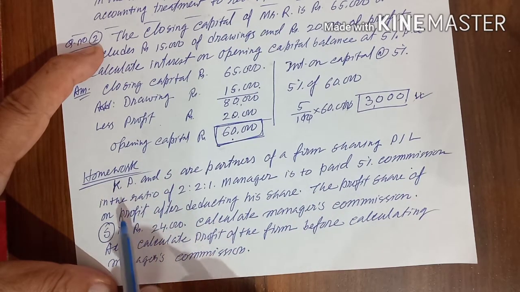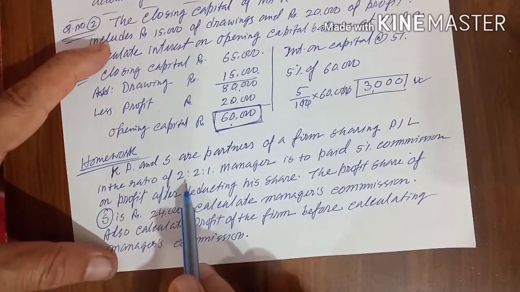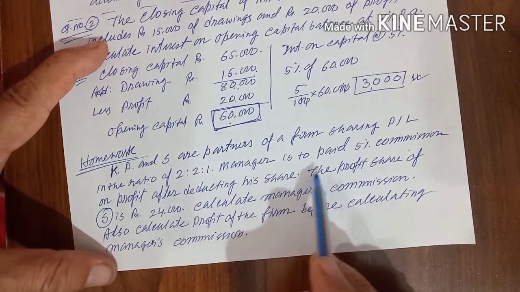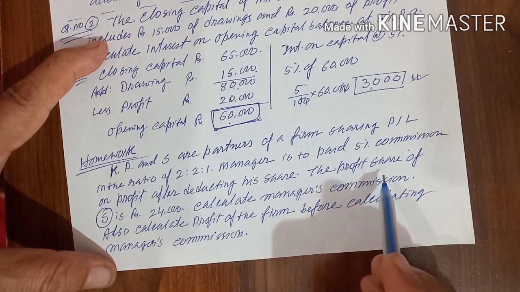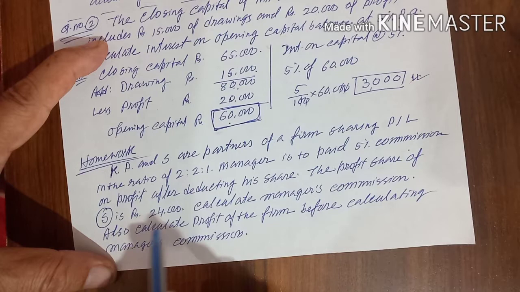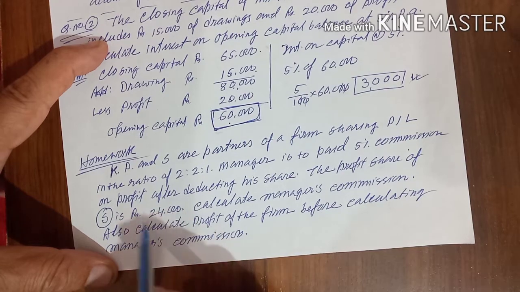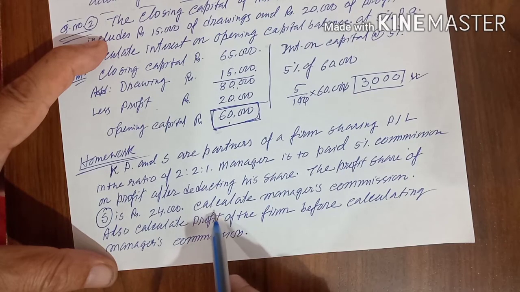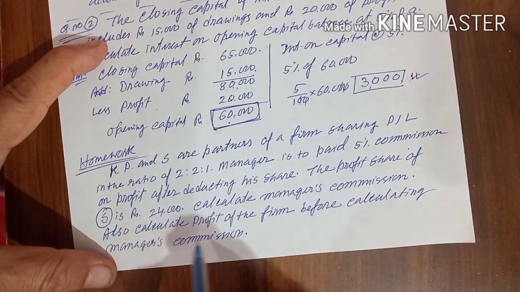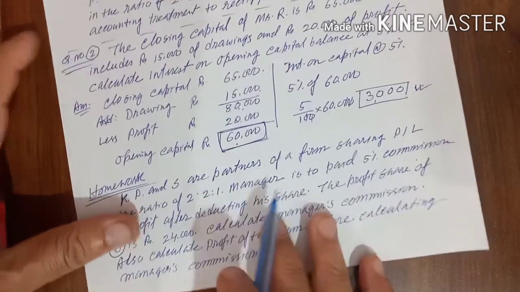Once again, K, P and S are the partners of a partnership firm sharing profits and losses in the ratio of 2:2:1. The manager is to be paid 5% commission on the profit after deducting his commission. Mr. S is the partner, and his share is 24,000. On the basis of 24,000, you have to calculate what the question says to do. Calculate the manager's commission. Also calculate the profit of the firm before calculating the manager's commission. This is the homework for you. The next is coming.